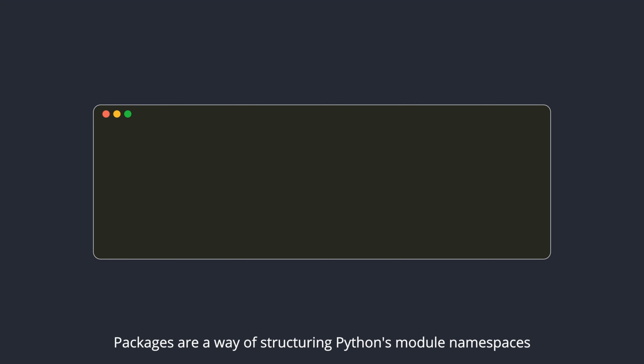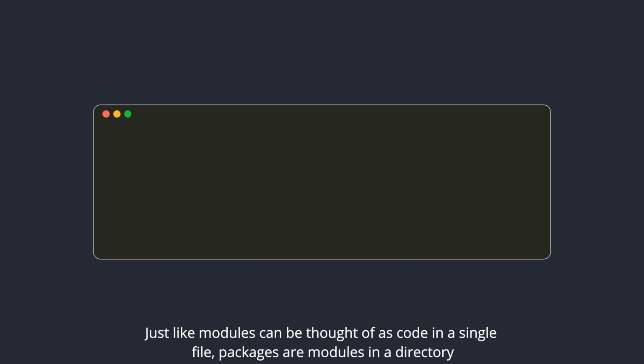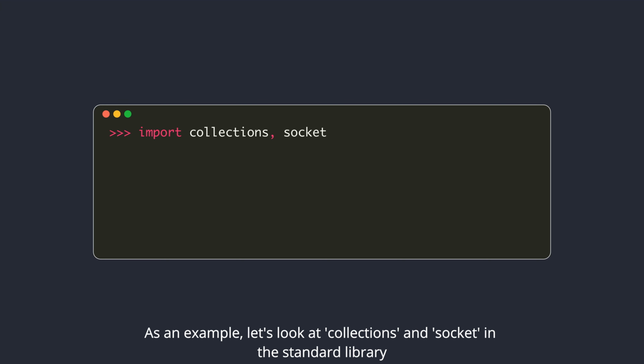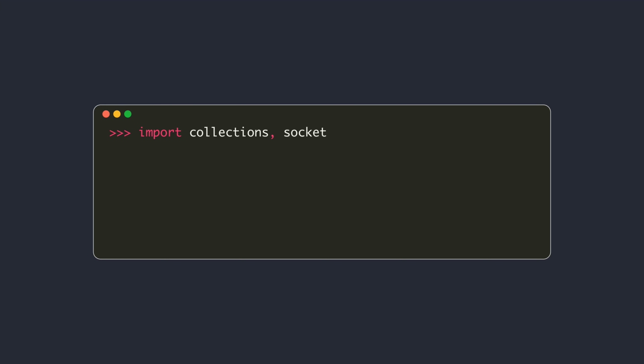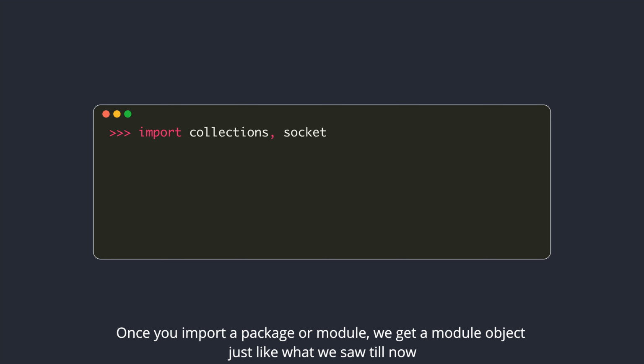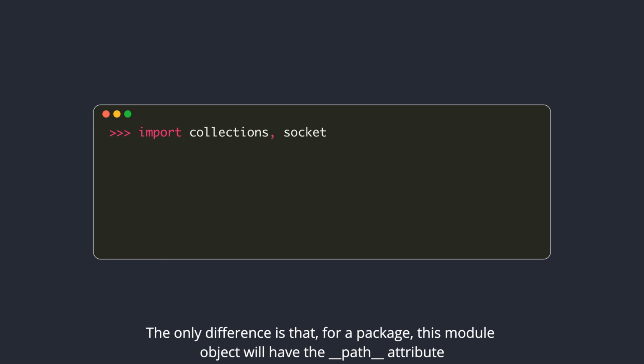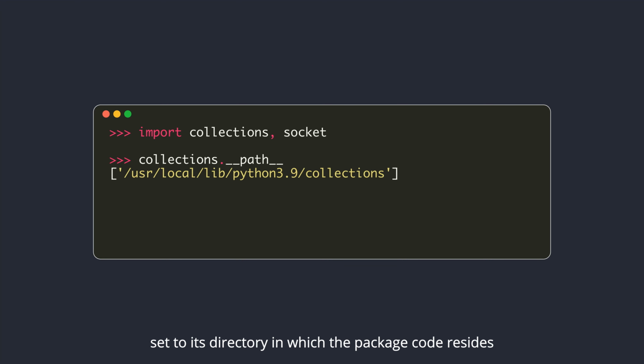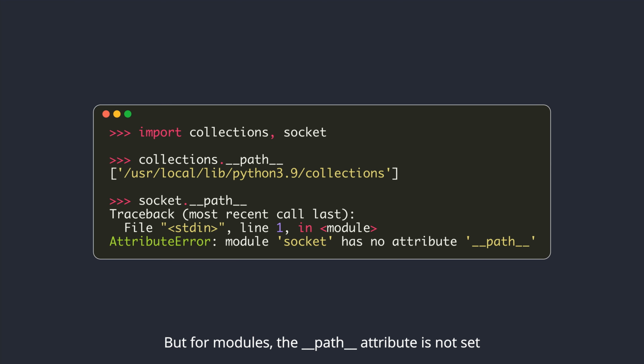Packages are a way of structuring Python's module namespaces. Just like modules can be thought of as code in a single file, packages are modules in a directory. As an example, let's look at collections and socket in the standard library. Collections is a package and socket is a module. Once you import a package or module, we get a module object just like what we saw till now. The only difference is that, for a package, this module object will have the __path__ attribute set to the directory in which the package code resides. Here, this is a directory. For modules, the __path__ attribute is not set.